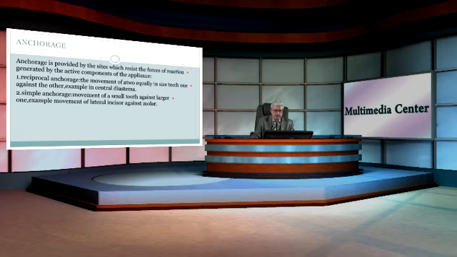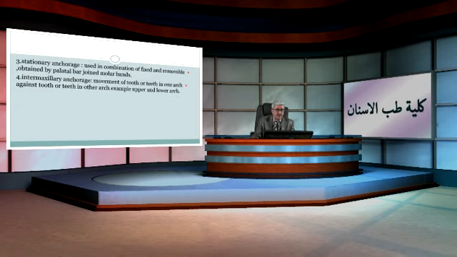Reciprocal anchorage, the movement of two equal sized teeth, one against the other. Example: in the central diastema, during correction of a central diastema by finger spring. Simple anchorage, movement of a small tooth against a larger one. One example, movement of the lateral incisor against a smaller one when we need mesialization or distalization, etc.